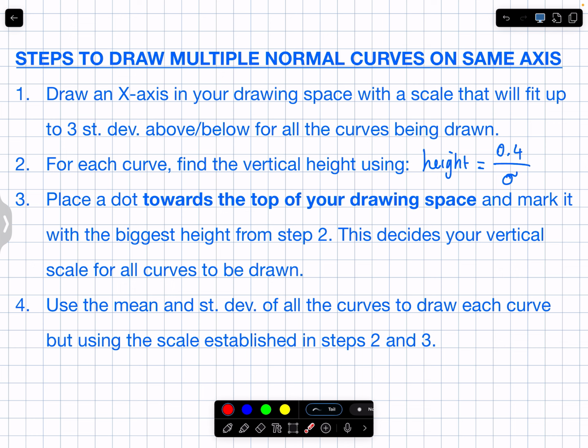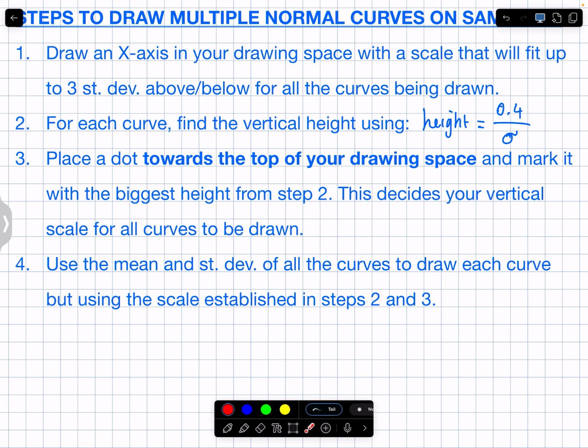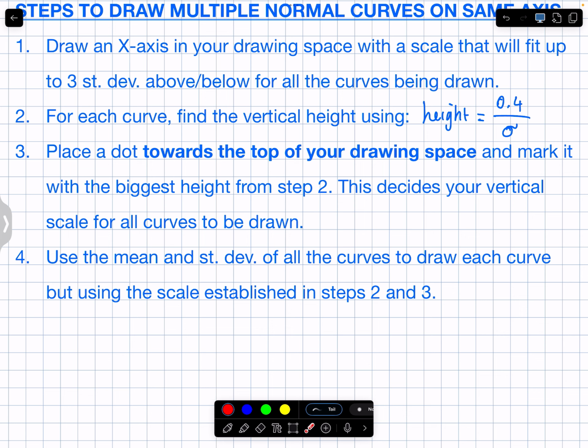Step 1: draw an x-axis in your drawing space with a scale that's going to fit 3 standard deviations above or below the curves being drawn. Step 2, this is the thing that I had to research: for each curve, the vertical height is 0.4 divided by the standard deviation. Steps 3 and 4 are judgmental, to help you draw. Place a dot towards the top of your drawing and mark it with the biggest height from step 2. This decides your vertical scale for all the curves. Then use the mean and standard deviation of all the curves to draw them.